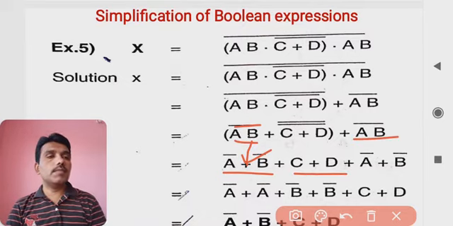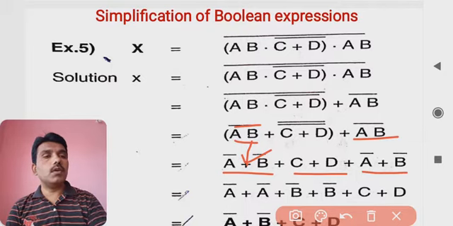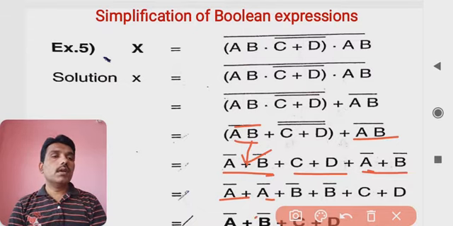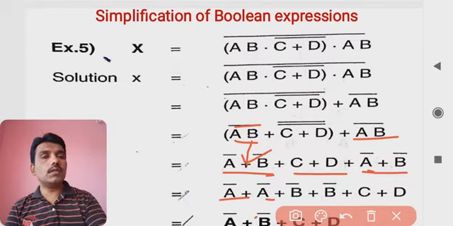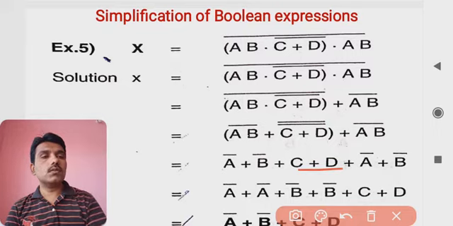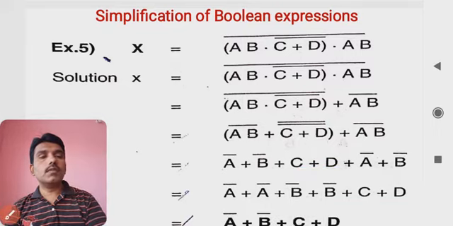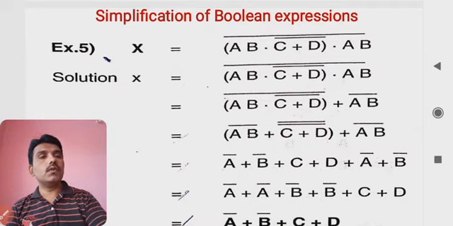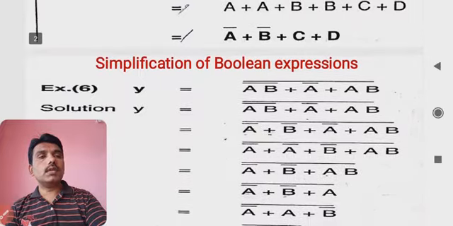Again here the same thing: A and B complement means the complement of a product, which we write as the sum of their complements, A complement or B complement. So A complement or A complement we can write as A complement. Again B complement or B complement we can write as B complement. Again or C or D is there, as it is. So this is the simplification, which gives us the output A complement or B complement or C or D for this expression. Let's move on to the next one.